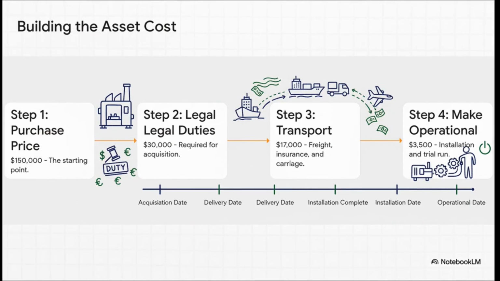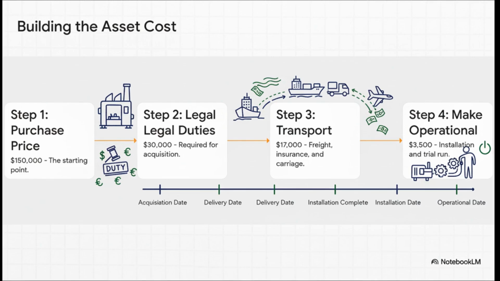Let's build the true cost of this machine, piece by piece. The purchase price, obviously, that's our starting point, a capital cost. Then we add the import duties. You legally have to pay those to get the machine, so they're in. All the costs to get the asset to the factory, freight, insurance while it's on the truck, other carriage charges, those are all capitalized too.